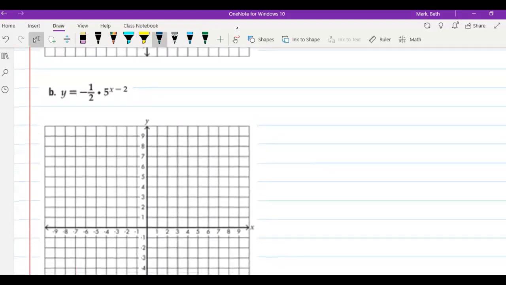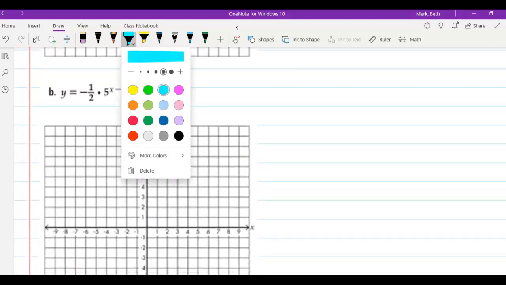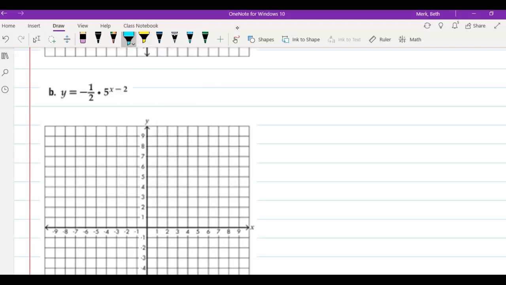We won't graph this one, but let's address all of the little changes that happened here. We are subtracting a number from x. That's going to cause a horizontal shift. Opposite of what you'd think. It goes right 2.